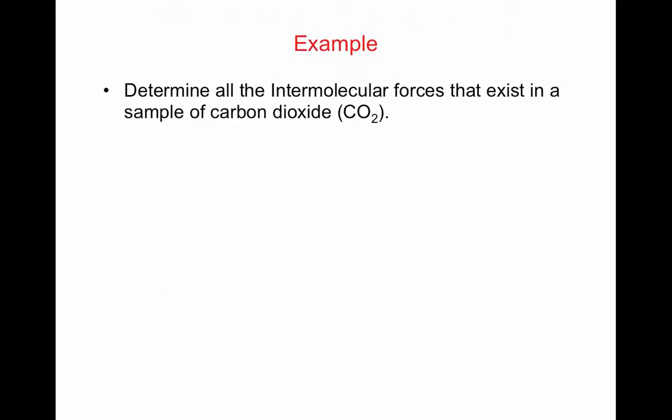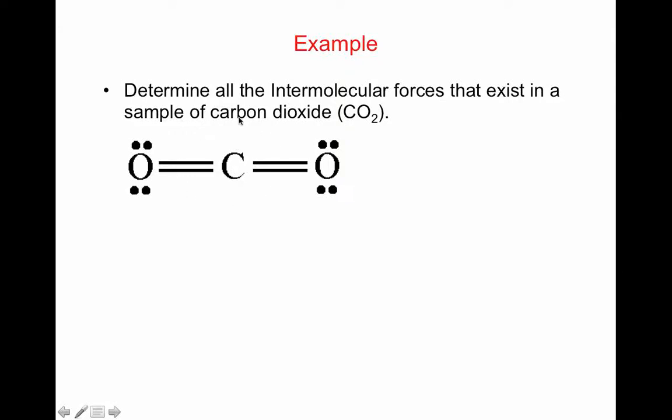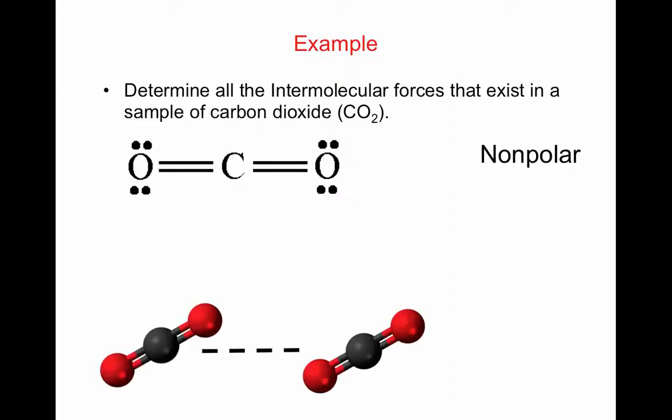The first one is carbon dioxide. So my first question, is it ionic or covalent? It's covalent. So now I need to know, is it polar or nonpolar? So I need to draw the Lewis structure. There's the Lewis structure. And so I have polar bonds, but because the geometry is linear and the oxygens are arranged symmetrically around the carbon atom, their pull on the electrons will essentially cancel out, and so the molecule is nonpolar. So because it's nonpolar, all it will have is dispersion forces.